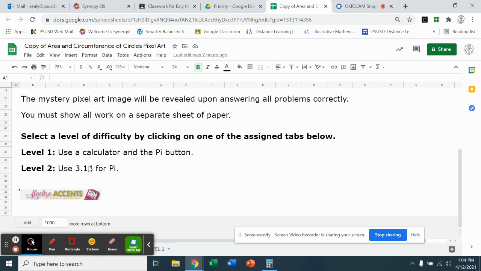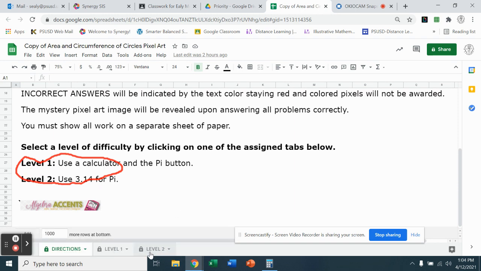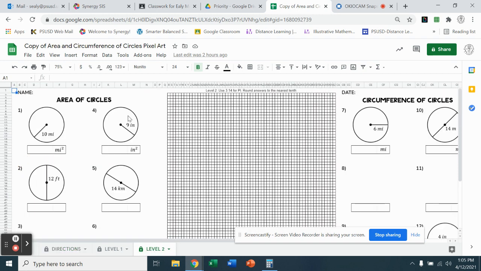Now, I want you to do level 2 right here, and we're going to use 3.14 for pi. So make sure you click on level 2. Right down here is where you click. At the very bottom, it says level 2. Click on level 2, and this is what the assignment looks like.